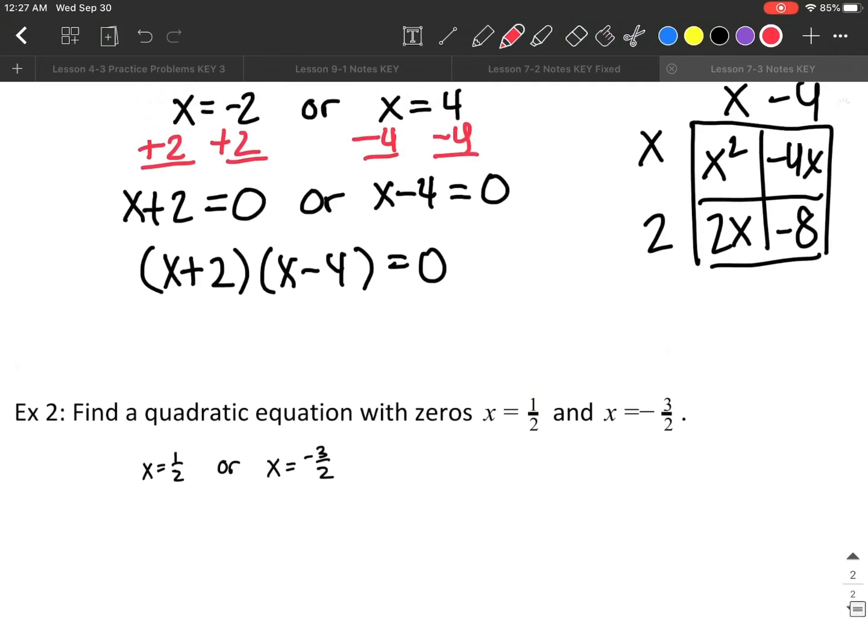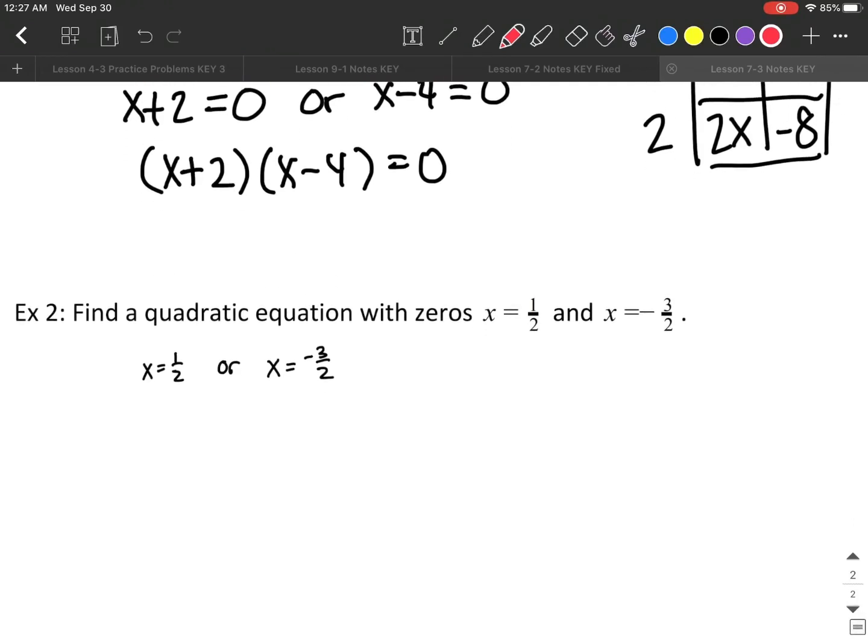First thing I want to do is I want to get two equations where 0's by itself on one side. So for the left-hand equation, I'm going to subtract 1/2 to get 0 by itself on the right-hand side. And that's going to give me x minus 1/2 is equal to 0. Or on the right-hand side, I'm going to add 3/2 to both sides. And I'm going to get x plus 3/2 is equal to 0. So those are the two equations equal to 0.